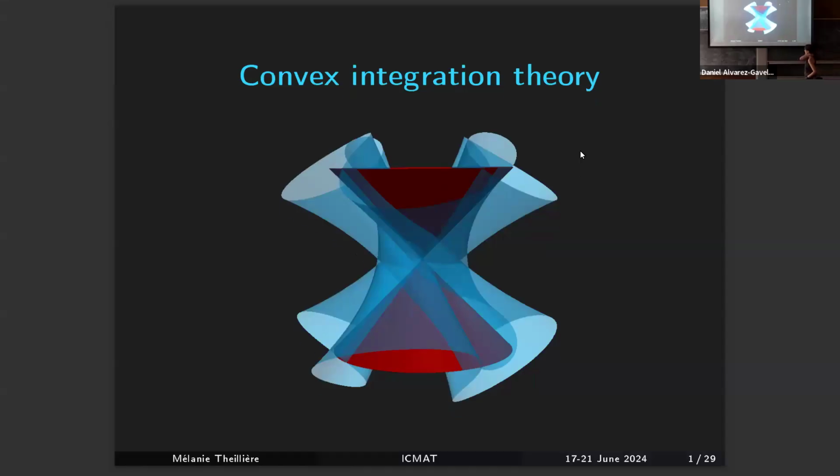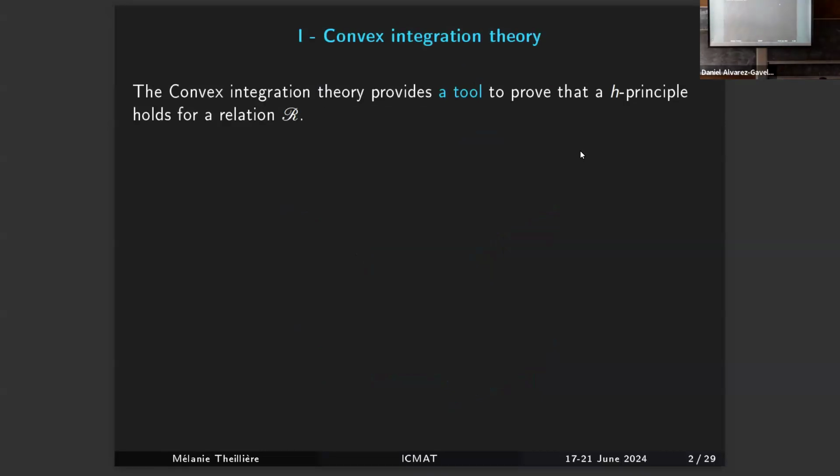Thank you. So today we will see, yesterday we saw convex integration in one dimension. So today we see all the theory of convex integration. And so convex integration, in fact, provides a tool to prove when the h-principle holds, also a reduction.